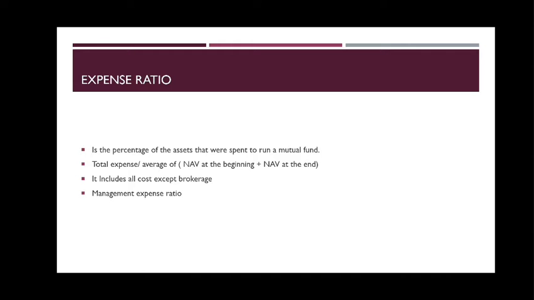So SEBI came with a new rule, that is the expense ratio. A mutual fund should have a certain expenditure in its NAV. Suppose SEBI says 2.5% on NAV. Suppose your NAV is 100, your expense should not be more than 2.5.